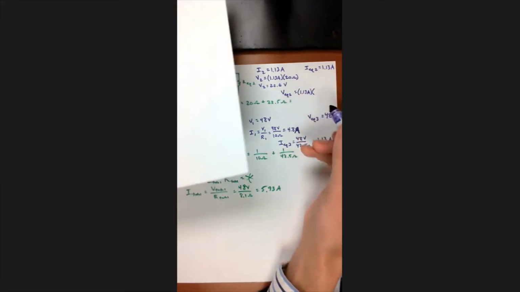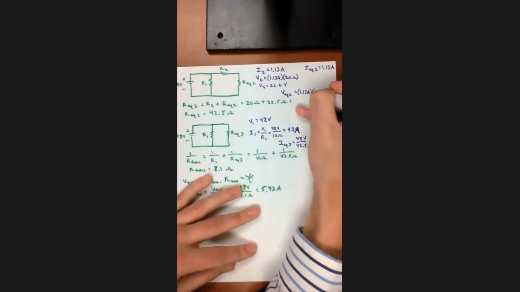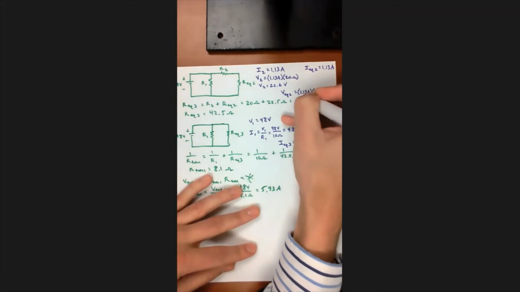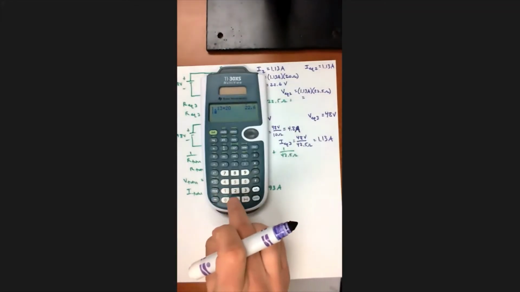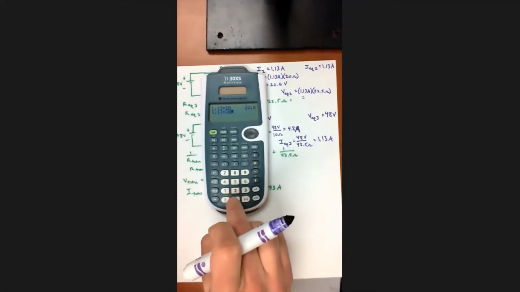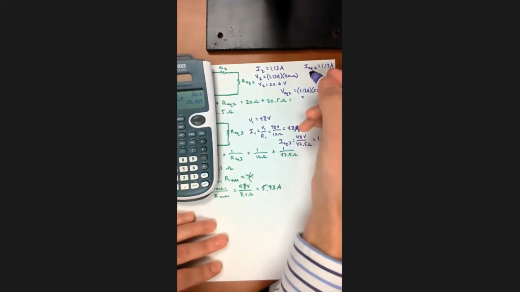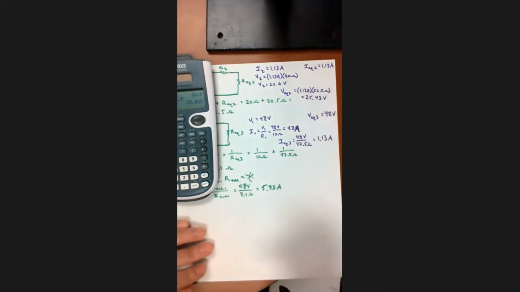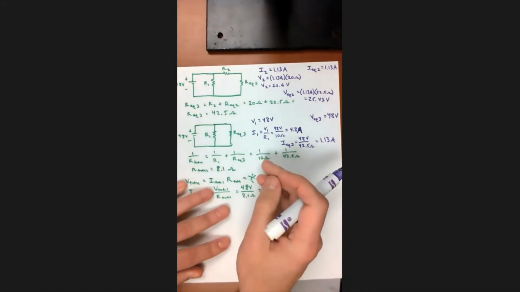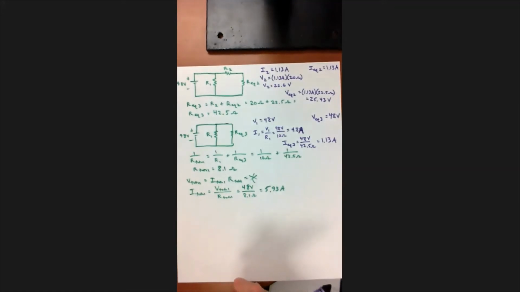I got to go back here, 22.5 ohms. So V equivalent 2 is 1.13 times 22.5, which gives me 25.43 volts. Good. So now I know everything there is to know about this resistor and this resistor.